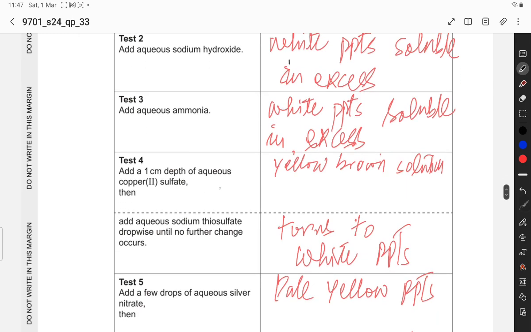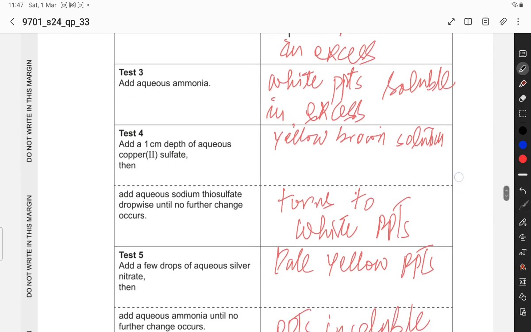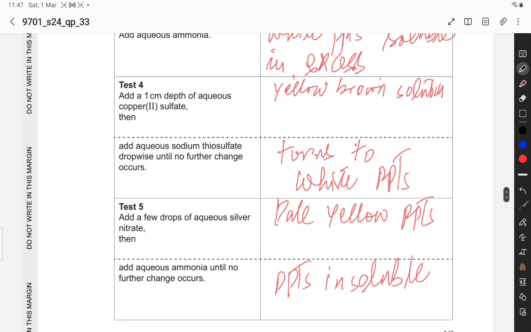Add a 1 cm depth of aqueous copper 2 sulfate, a yellow brown solution is obtained. Add aqueous sodium thiosulfate dropwise until no further change, turns to white precipitate. So for this test, the observation was it turned to white precipitates. For test 5, add a few drops of aqueous silver nitrate, then add aqueous ammonia until no further change.